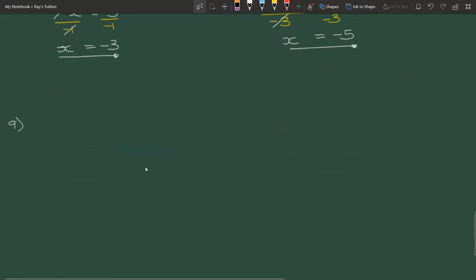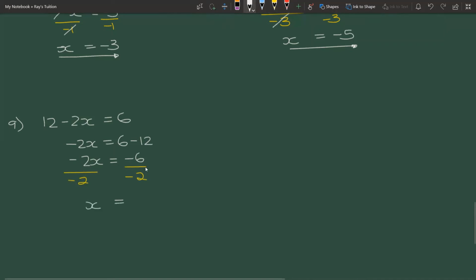So number 9 is 12 minus 2x is equal to 6. So again, let us take this 12 over. So we have minus 2x is equal to 6 minus 12. When we take it over, the sign changes. So this is minus 2x is equal to minus 6, 6 minus 12. And then once again, we divide both sides by the negative 2 to get x by itself. And minus 6 divided by minus 2 is positive 3.